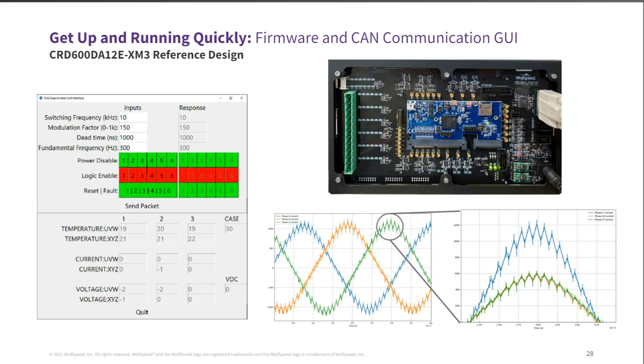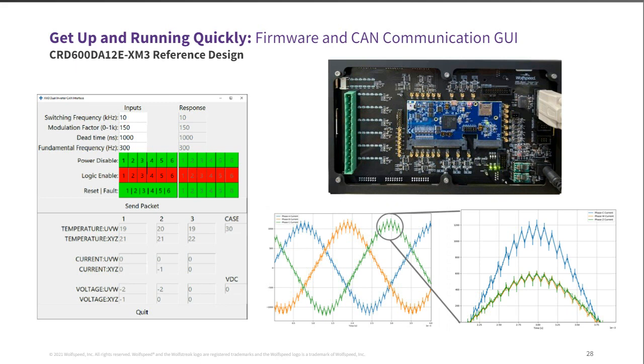So real quick, what's included in the firmware and the CAN communication GUI. Very similar to the 300 kilowatt kit, it's just doubled for each inverter. So you can see the controller hardware here. Again, it's based on the TI C2000 class controller. And what we provide is, again, just simple open loop sine PWM.